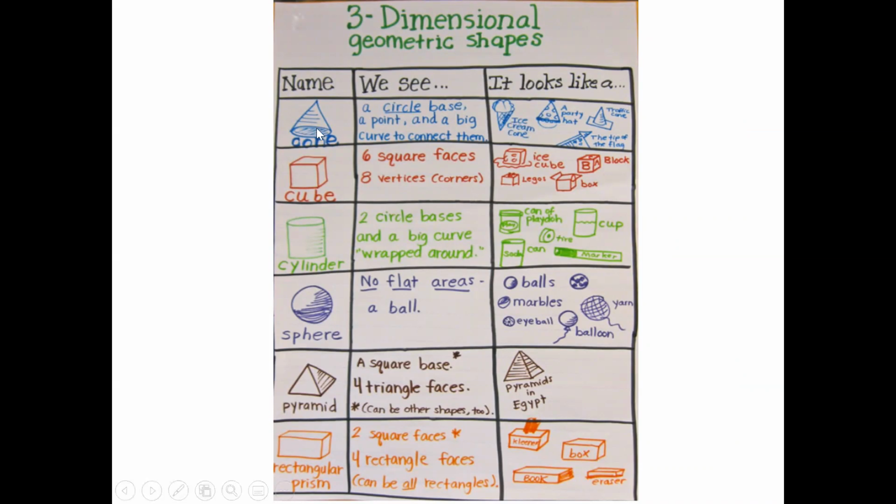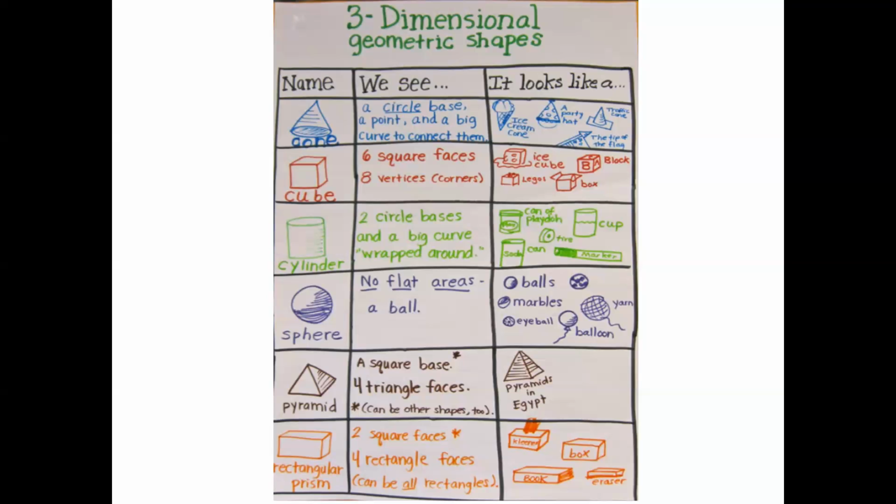So our first three-dimensional shape, you've probably heard all of these before. Can you say cone? Good. So a cone has a base that is the shape of a circle. You can probably see it in this picture. It has a point at the top and a big curve that connects the circle base to the point. So you might see some objects in real life that are the shape of a cone. Some examples would be an ice cream cone, a party hat, a traffic cone. These are all examples of a cone, and a cone is a three-dimensional shape.